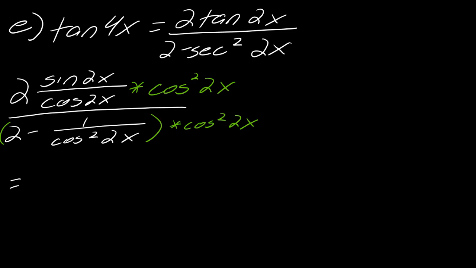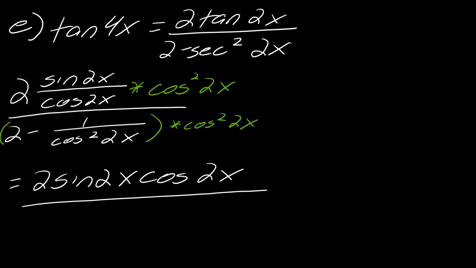So let's see. This will become 2 sine 2x. So on top here, I'm left with one of these. Oops, and this was 2x, not squared x. Okay, so here's this first part, and then in the denominator, I get 2 cosine squared 2x minus 1. Okay.